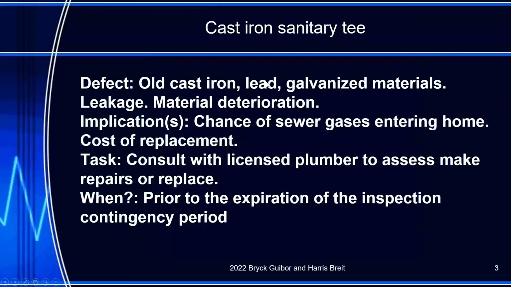So defect, old cast iron, lead, galvanized material. Determine what it is. Implications, chance of sewer gas entering the home. Cost of replacement. Consult with licensed plumber to assess, make repairs. When? Prior to the expiration of the inspection contingency period.